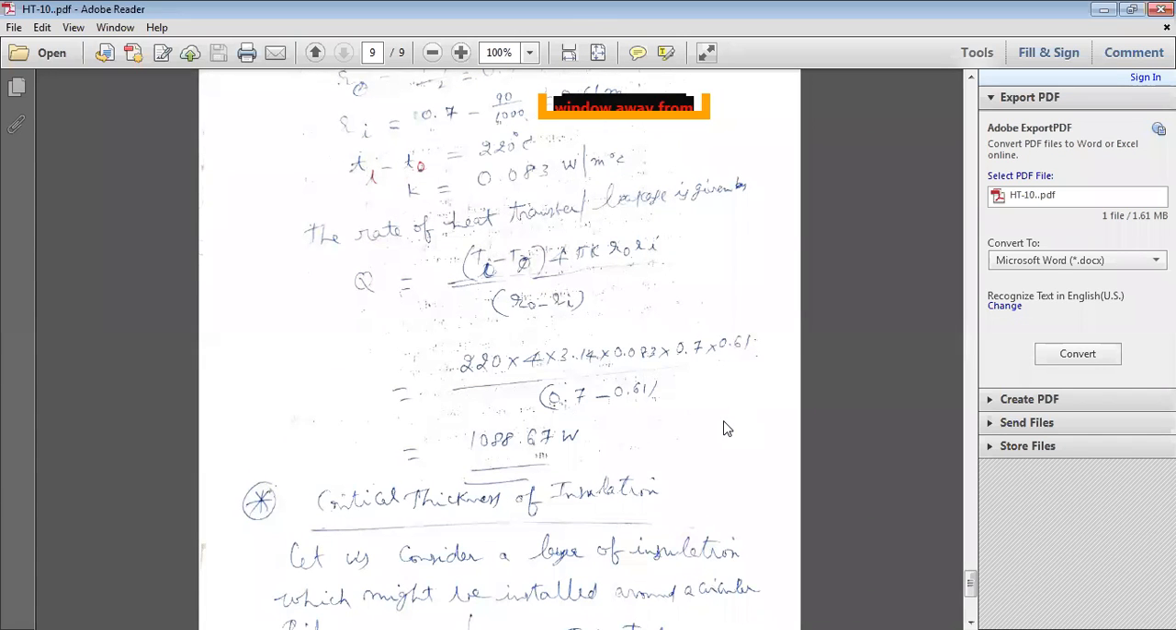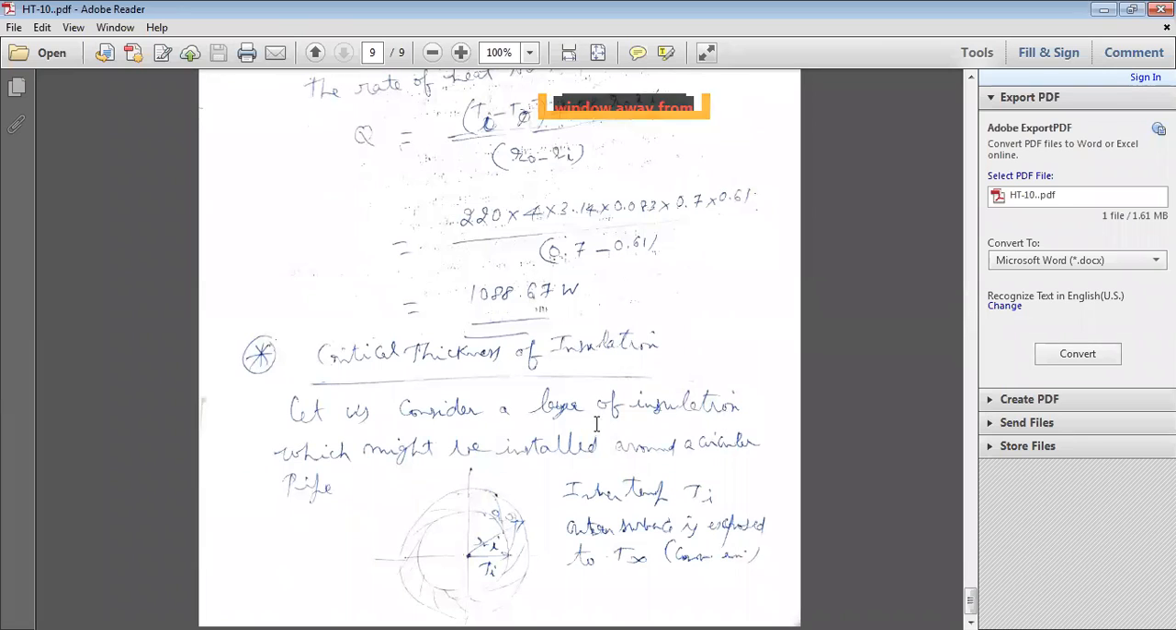Okay? Tomorrow we'll discuss critical thickness of insulation. So if you take inside radius Ri, outside radius Ro, inside temperature Ti, outside temperature T free stream, or T ambient. So, critical thickness of insulation. How much thickness of insulation is to be provided to have a particular heat transfer rate? To minimize the heat transfer rate or to maximize the heat transfer rate? Minimization of heat transfer rate through this setup: steel pipe, outer insulation thickness. How much thickness of insulation is to be provided?